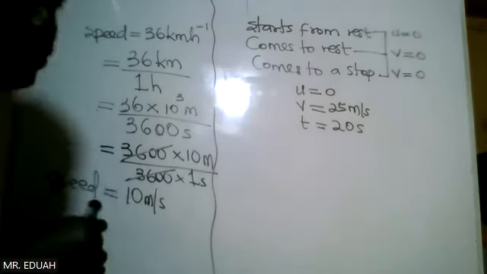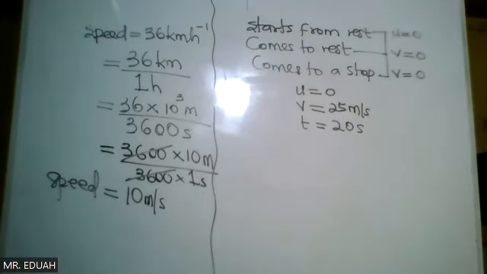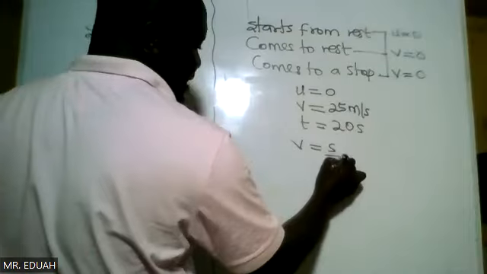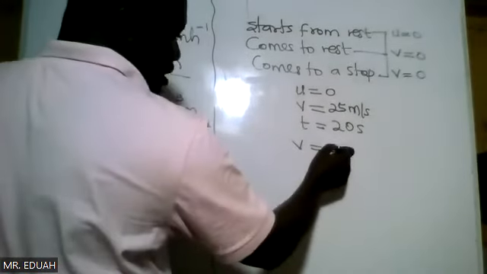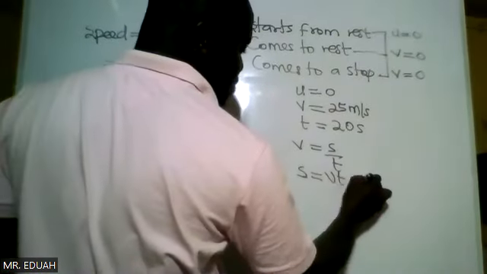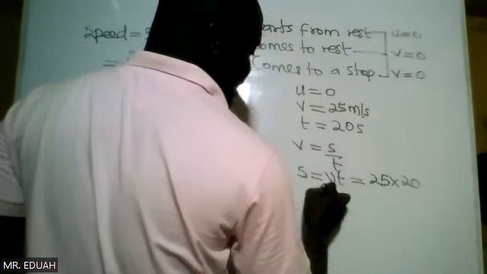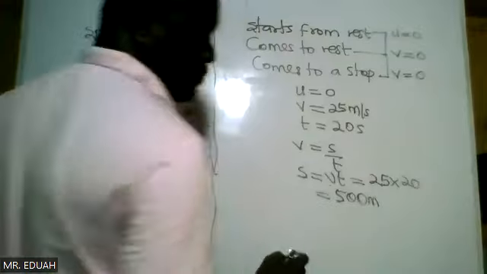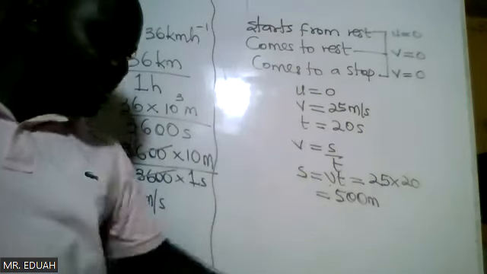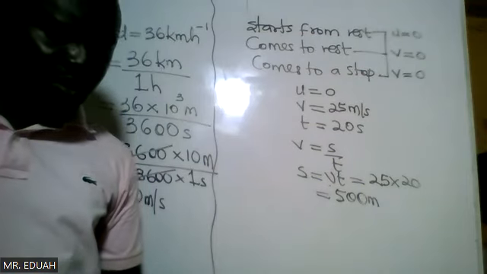Please, I saw some of you, when the question demands that I calculate the distance moved, using this: V is equal to S over T. And you then make S the subject. S therefore is equal to VT. And so if S is equal to VT, then 25 times 20 gives us 500 meters. And this is wrong. Can somebody tell me why this approach is wrong? Why is this method of calculation wrong?